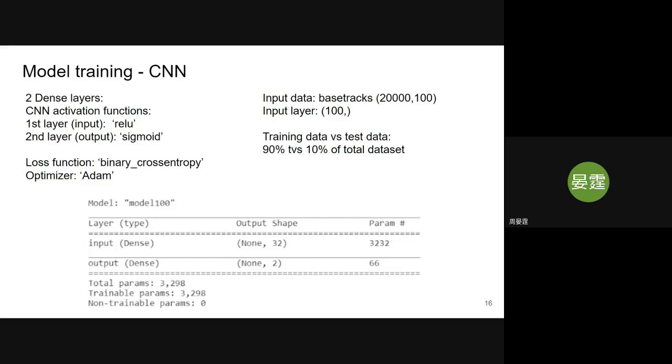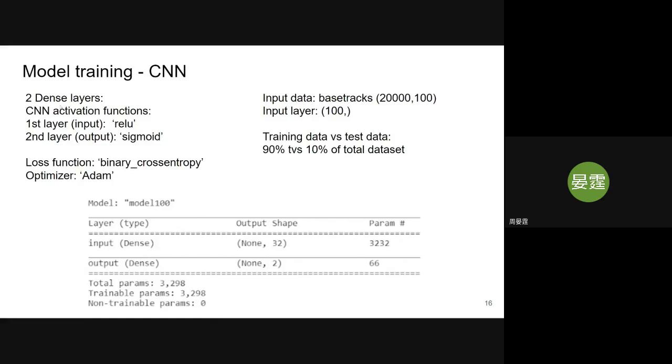We have actually tried it already, and we do not show it here, but we found out that using high-level features and shower energy to train the model did not give very good results. The accuracy is only around 60 to 70 percent. We then changed to directly using the low-level feature, which is base tracks, to train the model, and this gave very good results, which I show here.